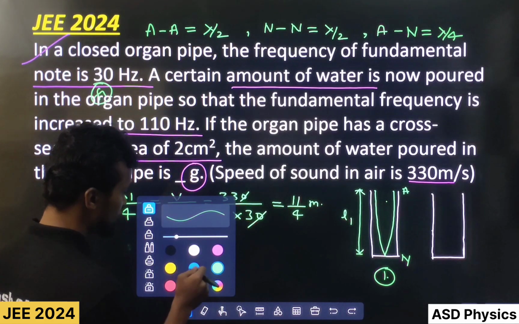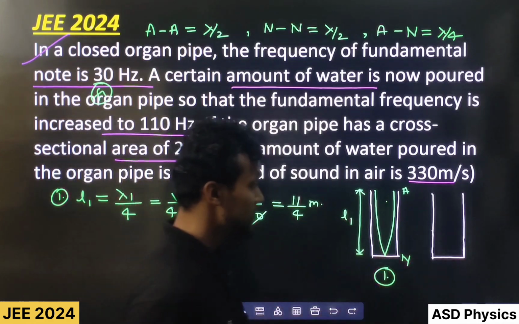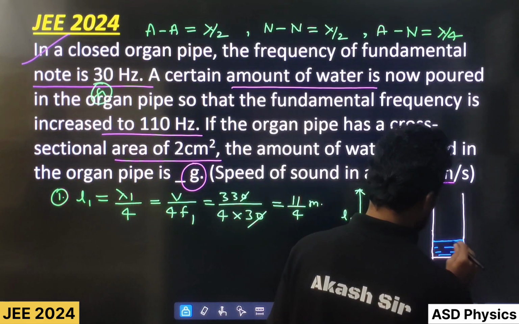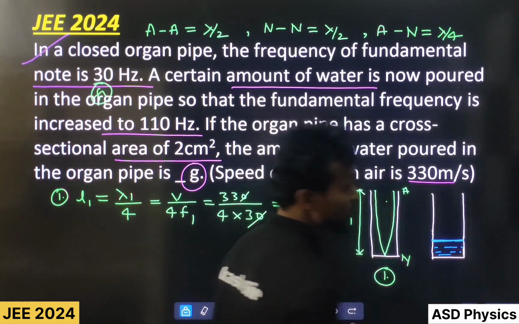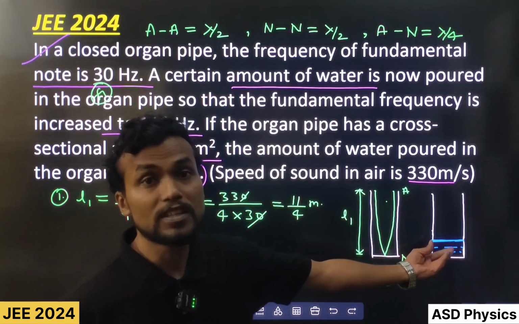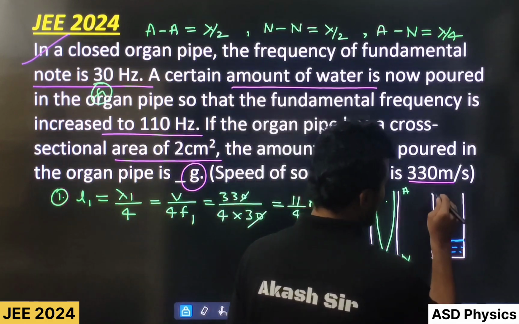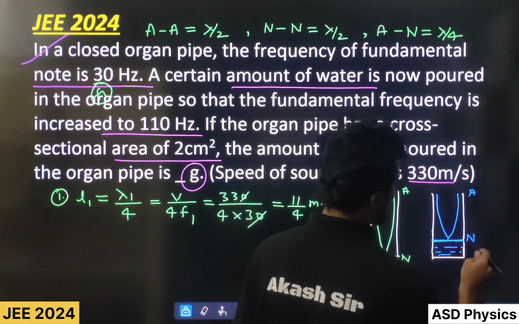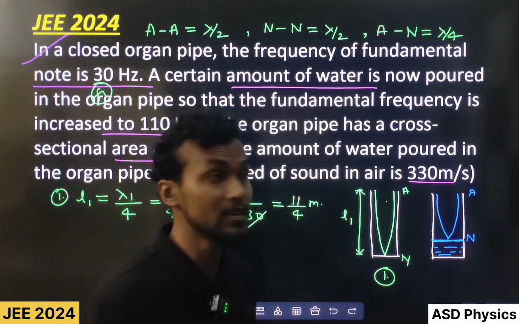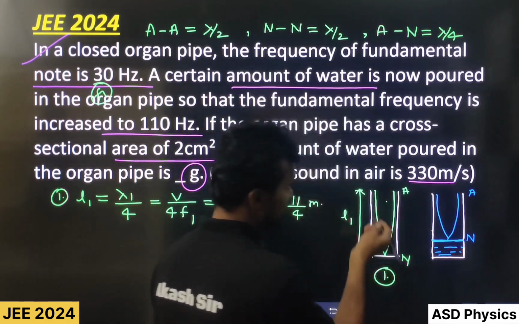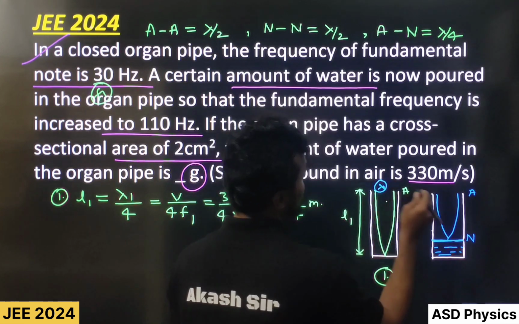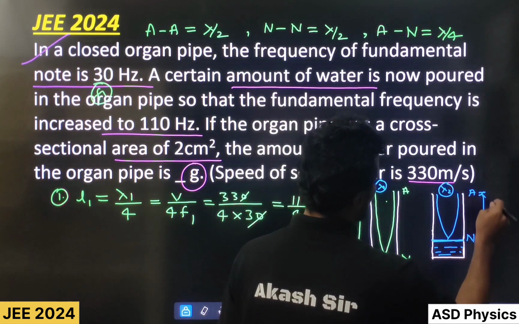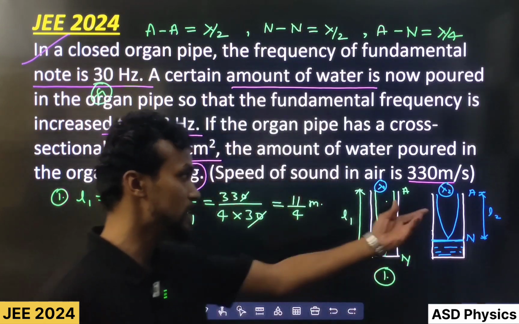After that, students, in the second situation, we have to pour water in the organ pipe. When we pour the water, this is the surface here. Reflection will take place from this water surface. So again we'll draw like this, and this is the antinode and this is the node. The wavelength of the wave will change. Here the wavelength was lambda 1, so now the wavelength will be lambda 2. This distance will be less than L1, so I have taken it as L2.